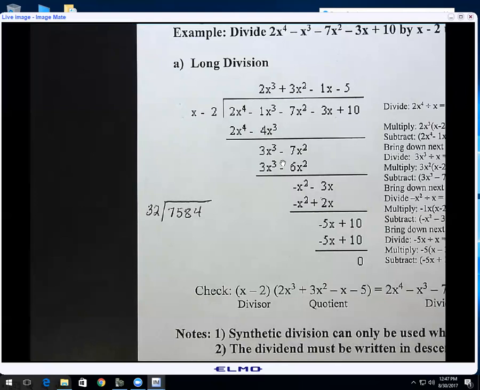And you'll not be glad we don't have time to do that. There are special circumstances in which you can use a shortcut, and the shortcut is called synthetic division, and it's fabulous. You can't always use synthetic division, but when you can use synthetic division, it becomes your best friend. Now let me tell you when you can use synthetic division.